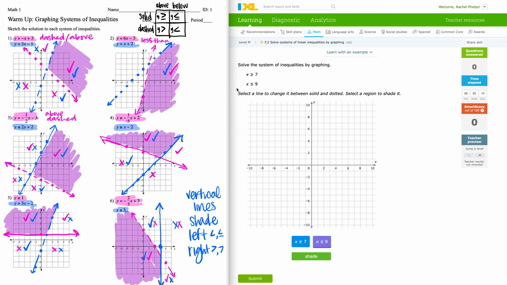Beginners on doing this with IXL. So here's my notes on the left. There was another video of me doing all this stuff. What we're dealing with is systems of inequalities today. So there's two on a graph.